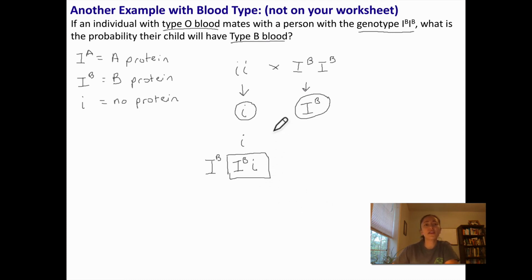So what's the probability that they will have a child with type B blood? Well, there's only one type of child that these two parents could make. There's 100% chance that their child would have type B blood.